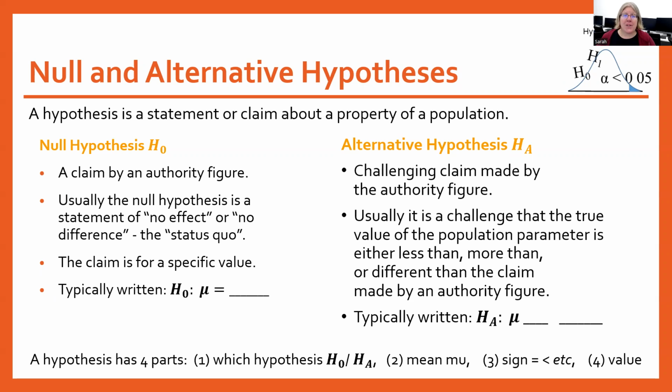So the 4 parts to each hypothesis, you have to say which one it is, either the null or the alternative, and you do that with the subscript of a 0 or an A. You have to include that mean mu, and then there should be a sign. So for the null, it's an equal, and for the alternative, it's a less than, greater than, not equal to. And then there should be a number or a value, and both of these are going to have the same number or value listed.